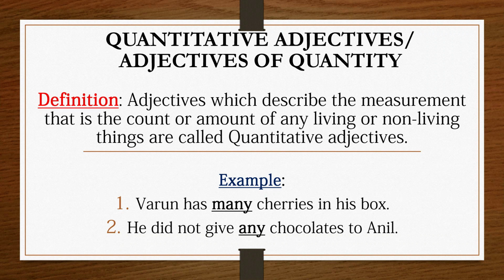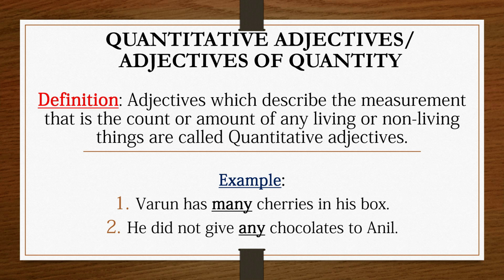Adjectives which describe the measurement, that is the count or amount of any living or non-living things, are called as quantitative adjectives. However, the measurement is not in exact numbers. That is, you can't tell the exact number how much it is. And these quantitative adjectives answer the questions how much and how many.